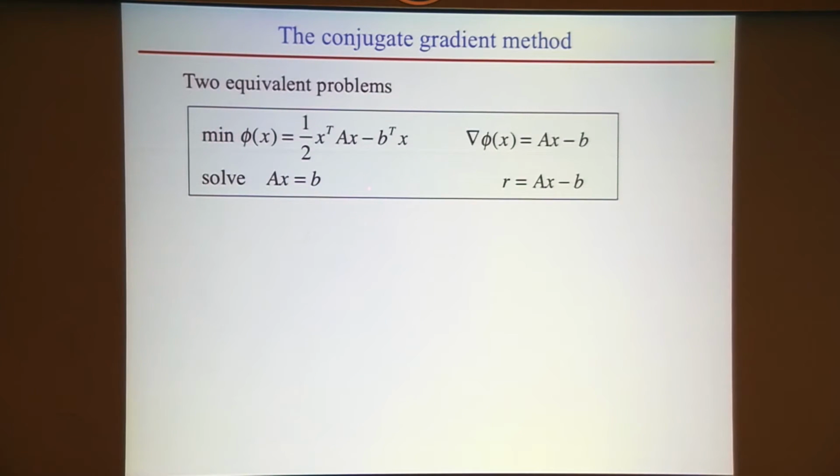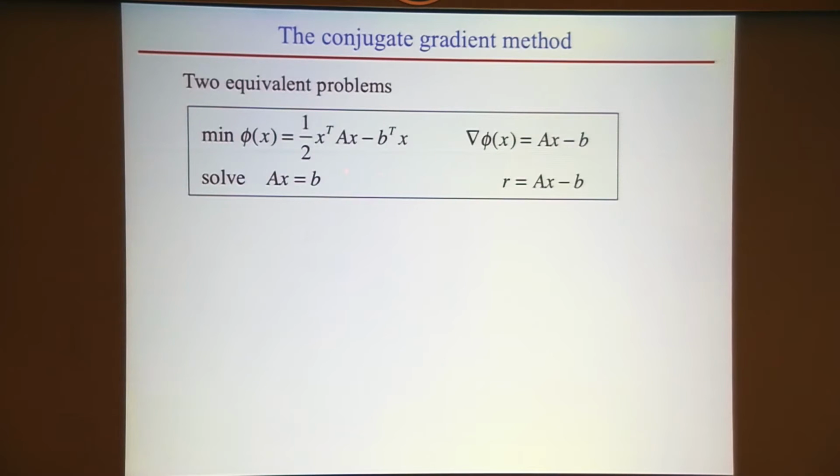Solving a linear system of equations and minimizing a quadratic form built with A and b in that manner are equivalent because the gradient of this function is Ax minus b. That gradient is equal to 0 when Ax is equal to b. Right? So this is for the convex case. And now these two problems are equivalent.